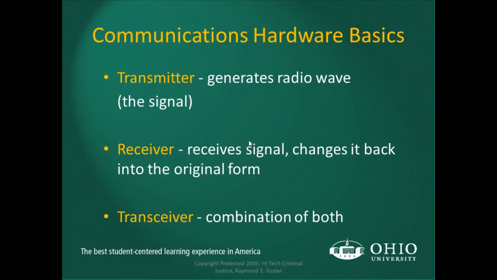Communication hardware basics. A transmitter is what generates the radio wave or the signal. A receiver is what receives it and changes it back into its original form, so it receives the signal and plays it back through a speaker. A transceiver is a combination of both, so it's doing transmitting and receiving.